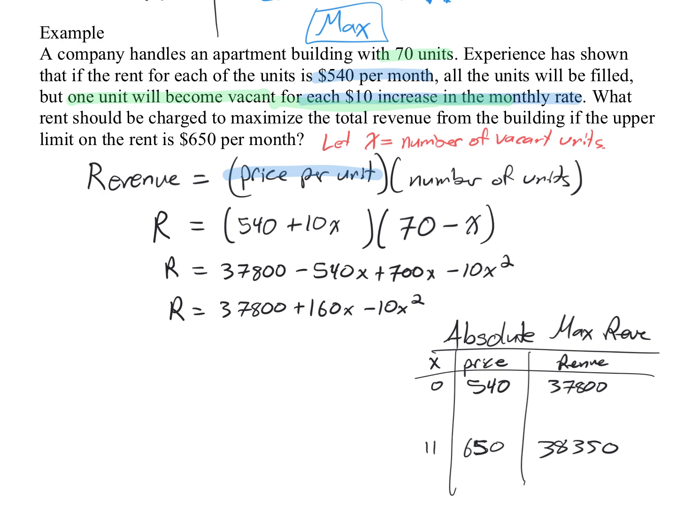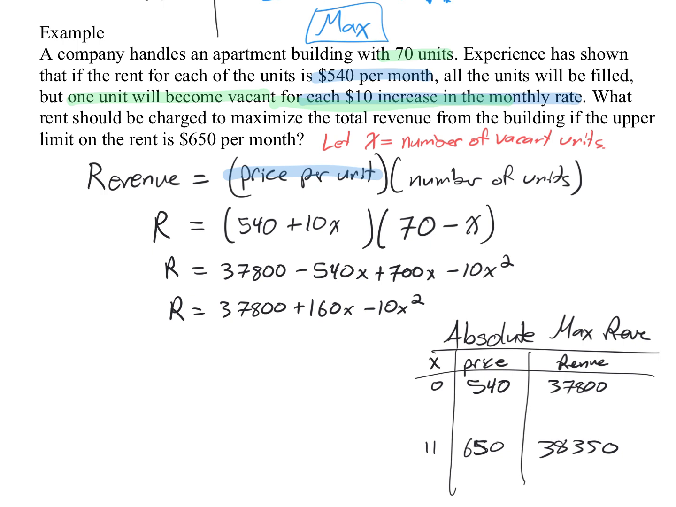38,350. So already, right out of the gate, the company will make more money if we charge $650, even though we have 11 units that are vacant. That just gives us a higher revenue than filling all of the units. But we can't stop here because we haven't actually applied calculus to this problem yet. We haven't considered what is the maximum of this function. What is the relative maximum of this function?